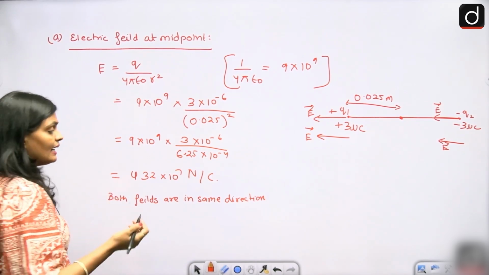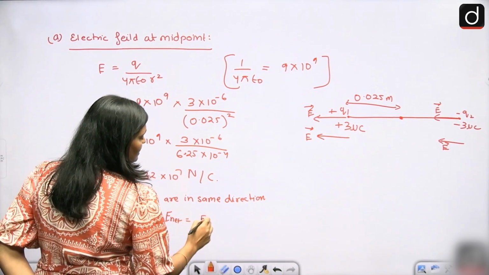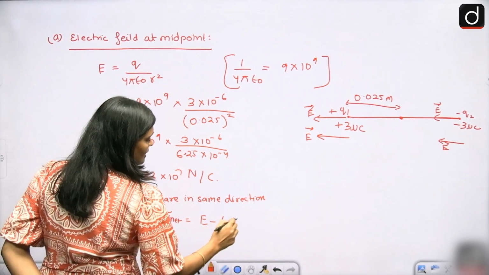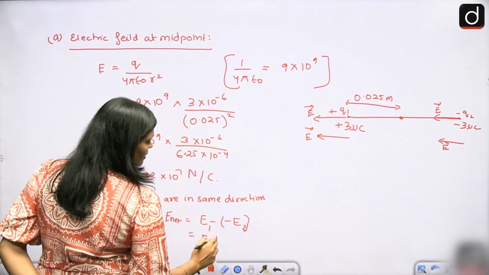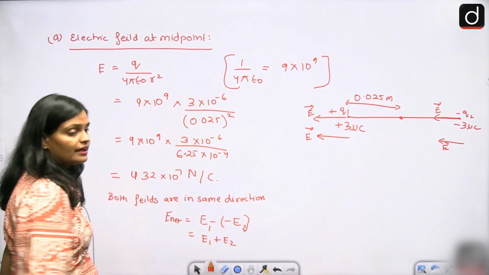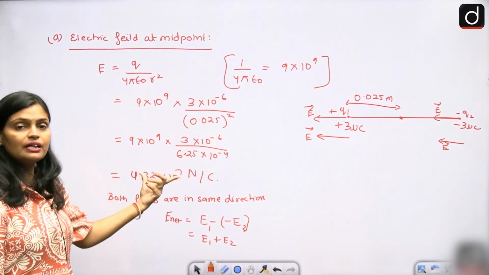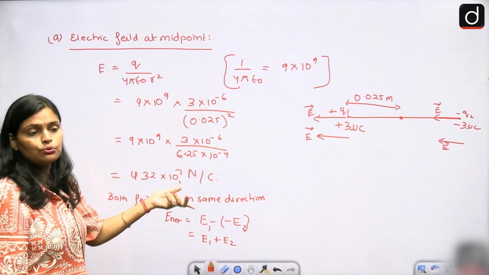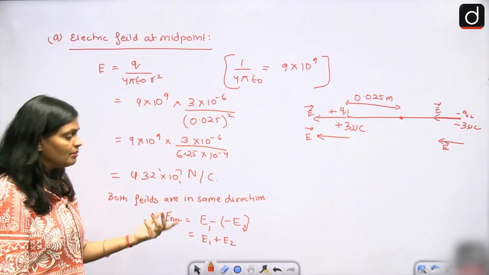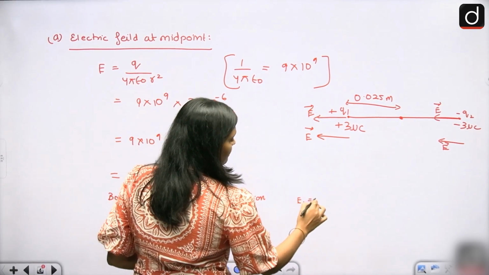So what is the net electric field? What will be the net electric field? Net electric field is equal to E1 plus E2, right, which will be equals to E1 plus E2, right? Now E1 is this, same will be the E2 only. So what you have to calculate? Either multiply with 2, right? We will simply multiply this by 2. Since E1 equals to E2 is coming.